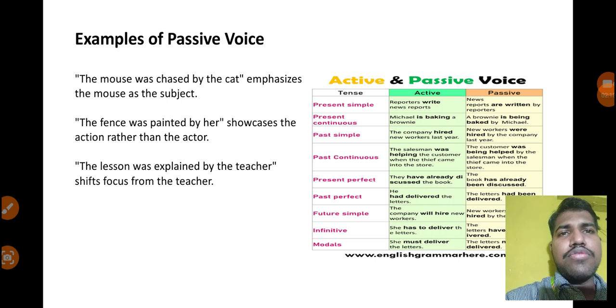Examples of passive voice. The mouse was caught by the cat emphasizes the mouse as the subject. The fence was painted by her showcases the action rather than the actor. The lesson was explained by the teacher shifts focus from the teacher.